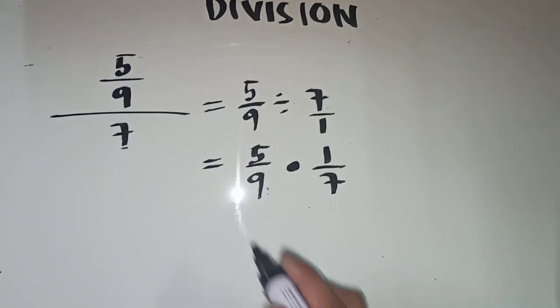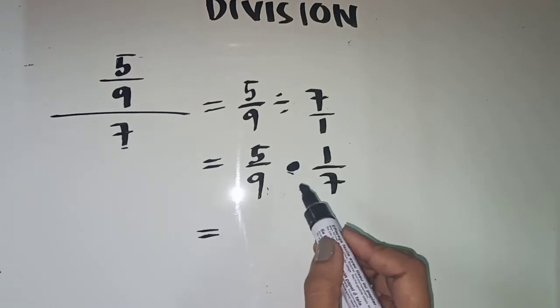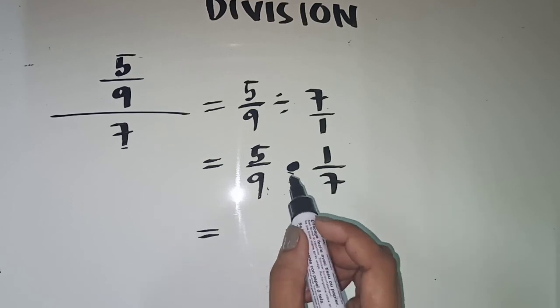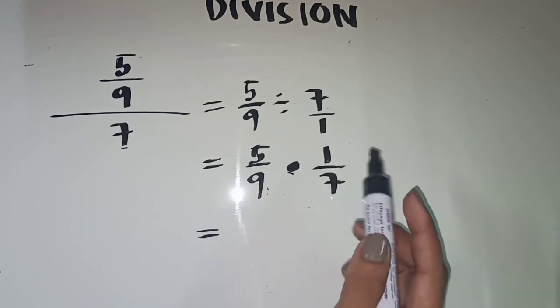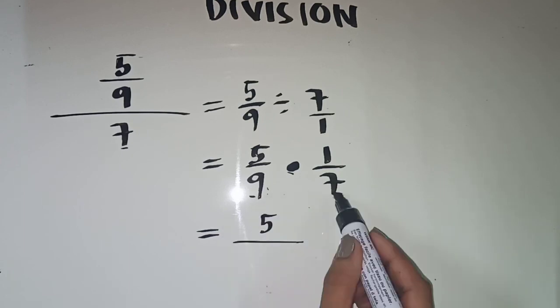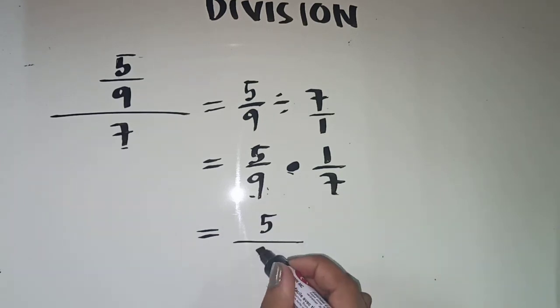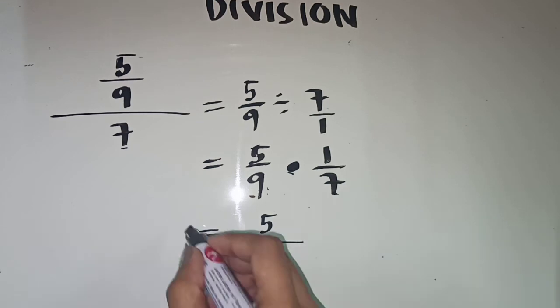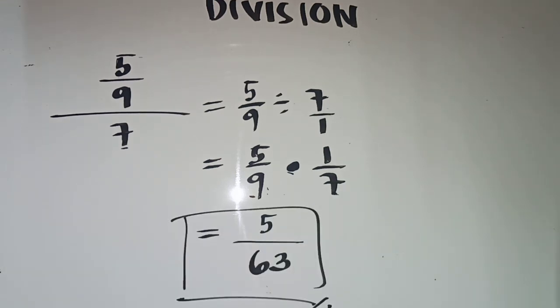Okay? So, next. Since multiplication na to, apply natin yung rule in multiplying fractions. So, 5 multiplied by 1 is 5. 9 multiplied by 7 is 63. Okay, so wala na akong pwedeng i-simplify, wala na akong pwedeng i-lowest term, therefore this is the final answer.